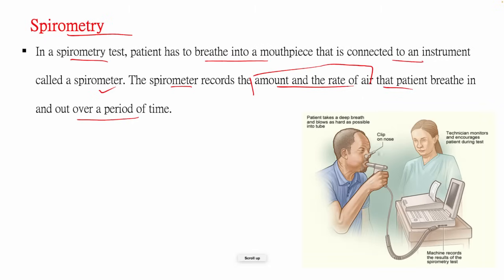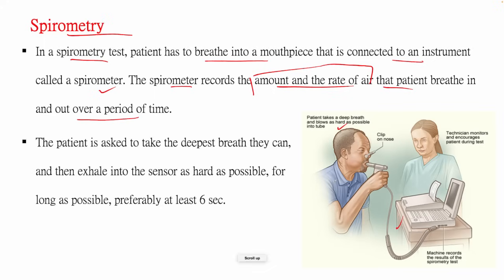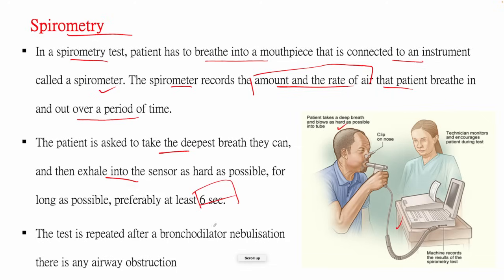So you can see in the figure, this is how a patient is given a deep breath and blows as hard as possible, with a clip on the nose, and at the same time the machine records the respiratory test. This is how spirometry is done. The patient is asked to take the deepest breath they can and then exhale into the sensor as hard as possible, and preferably for at least 6 seconds. The ideal time recorded is 6 seconds. And the test is repeated after bronchodilator nebulization in a patient of asthma or COPD.